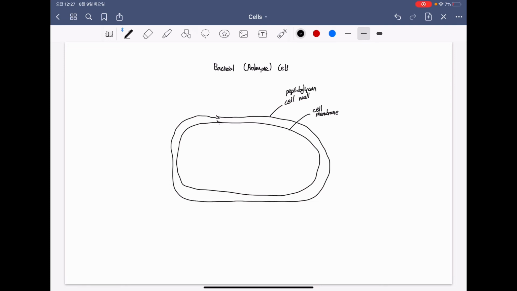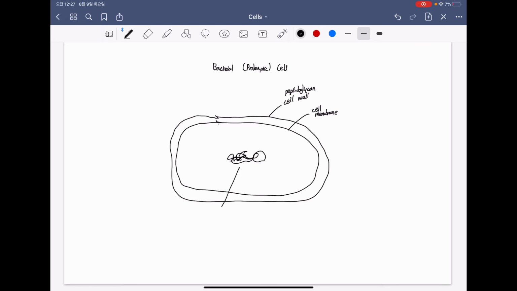Prokaryotic cells don't have a nucleus, so they just have naked genetic material here. We can call it the naked DNA or the nucleoid. It's another name for it. And it does not have a Golgi body or rough ER. It also doesn't have mitochondria because their metabolism happens on their cell wall. It also has ribosomes because they still need to produce proteins for use.